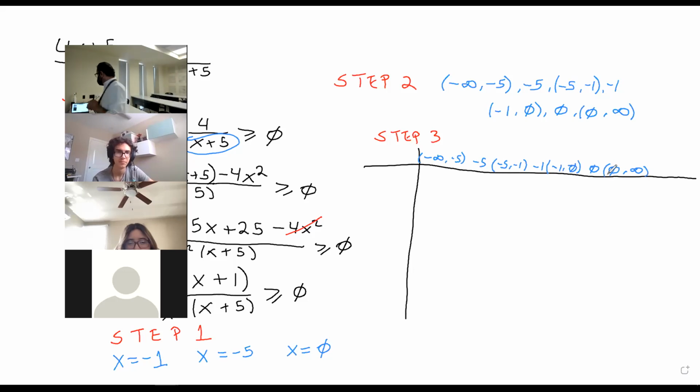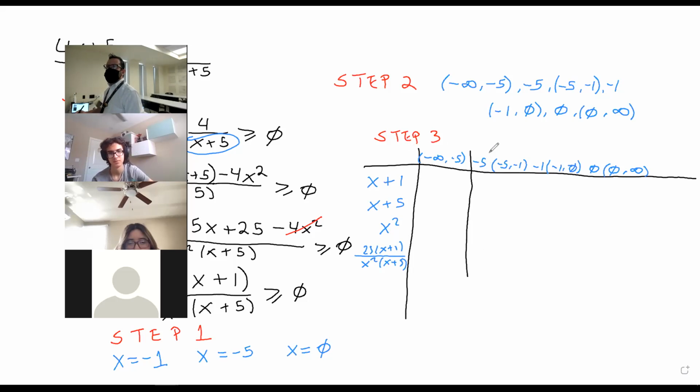Okay. And over here on this side, we're going to have the factors: x plus 1, x plus 5, x squared, and the whole thing, which is 25 times (x plus 1) divided by x squared times (x plus 5). Okay, and we're going to fill this in, and I'm going to ask you as well here, Andres, to help me fill this out.